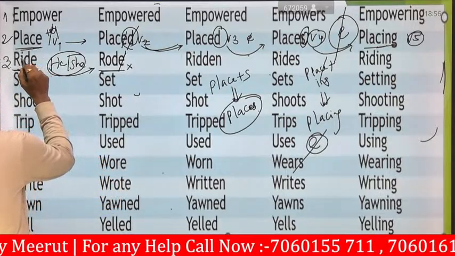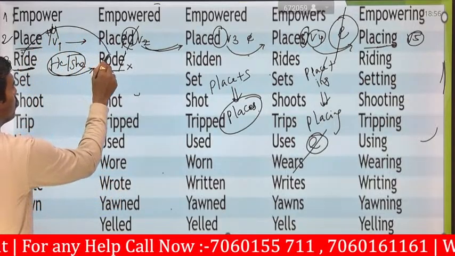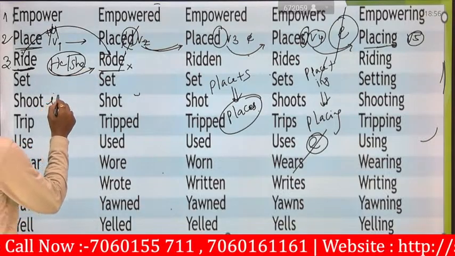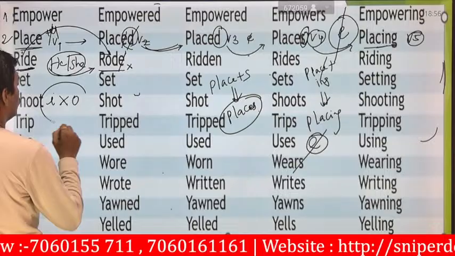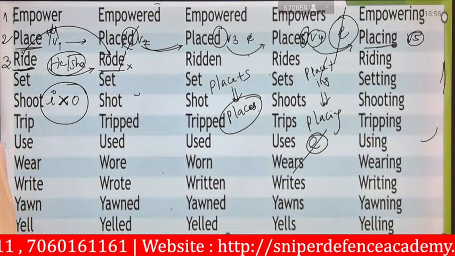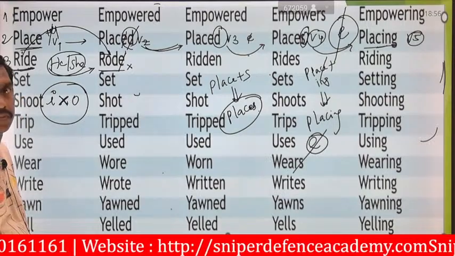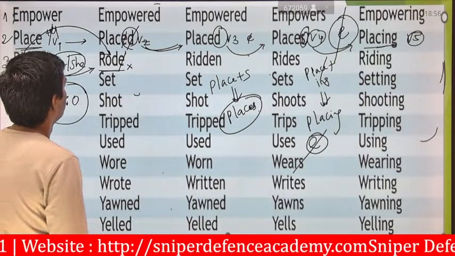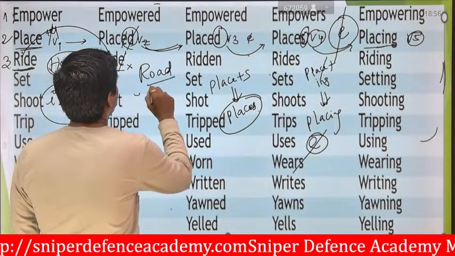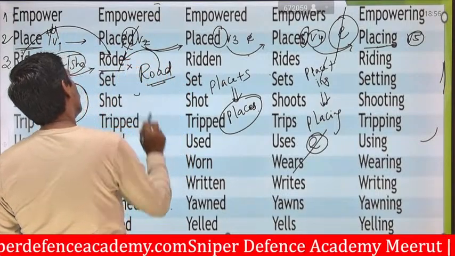So I will be converted into O. I will be expressed in terms of O. So ride will be in terms of road. Don't think this road, R-O-E-D. This road will be different than this road.